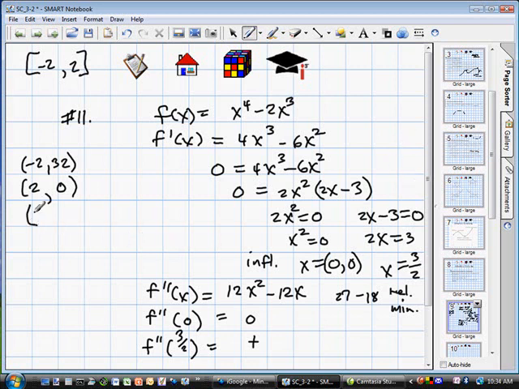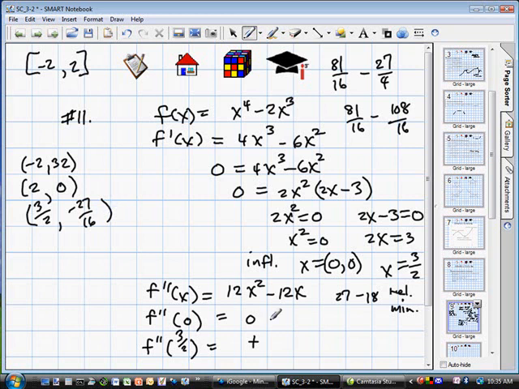What's the other critical value? Now, here you're going to have to help me. Let's see, what's 3/2 to the 4th? 81 over 16 minus 3/2 cubed, which is 27 over 8, times 2 is 27 over 4. So it's 81/16 minus 108/16, so it's negative 27/16.